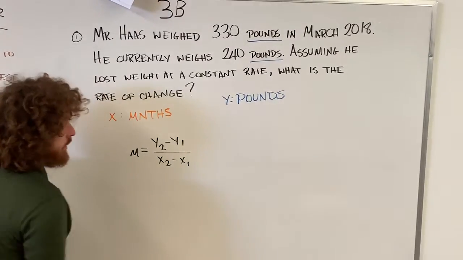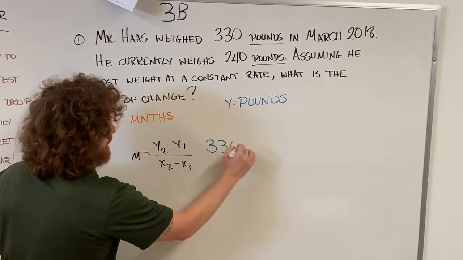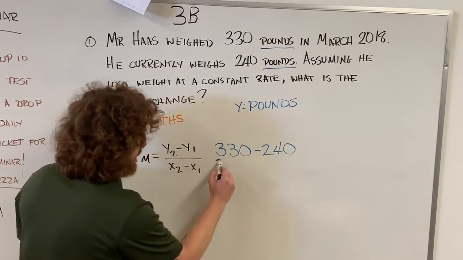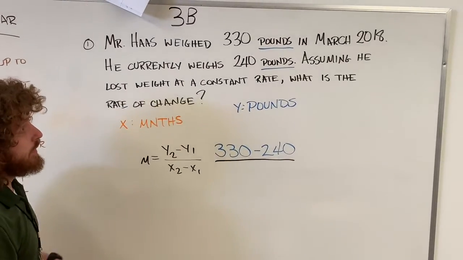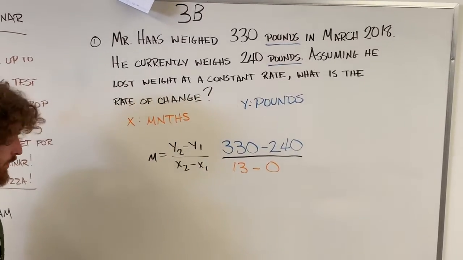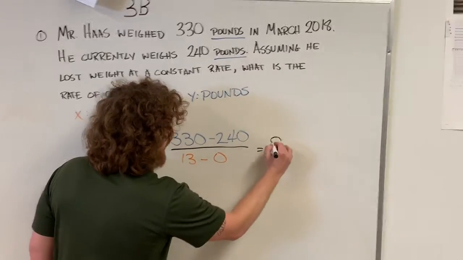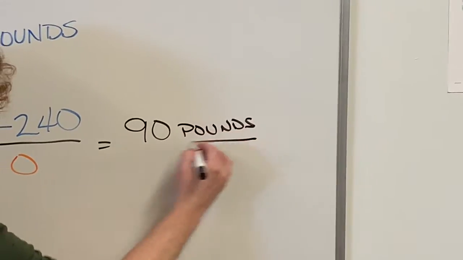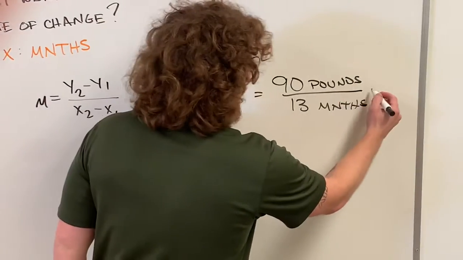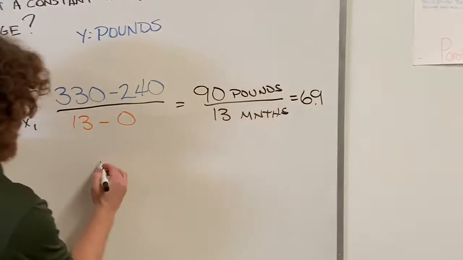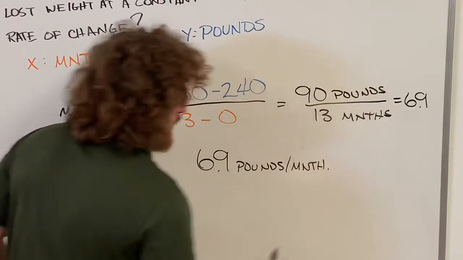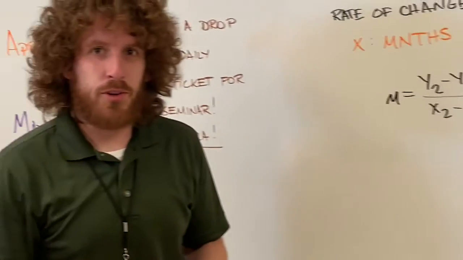Simply identify the number of pounds. So we start with 330 minus 240 over. Our months are going to be a little bit hard to identify. So March of 2018 was 13 months ago. So currently would be 0. So all we have to do is simplify this. And we get 90 pounds for 13 months. And if we simplify this, we get roughly 6.9 pounds per 1 month.